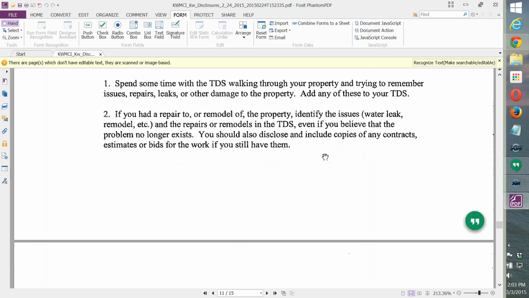By the way, fresh paint is a red flag. Right? Fresh paint's a red flag, because the question comes up, what's behind the paint? Fresh paint on the ceiling is a real red flag, especially if it rained recently. But for any remodels, you should include copies of contracts, bids, or estimates if you still have them.